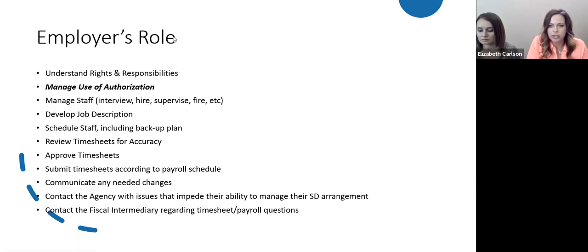Yeah, so the monthly budget report, which we do have slides that we'll get to in a little bit, every month the client, the employer, and the CMH get a copy of the monthly budget report.